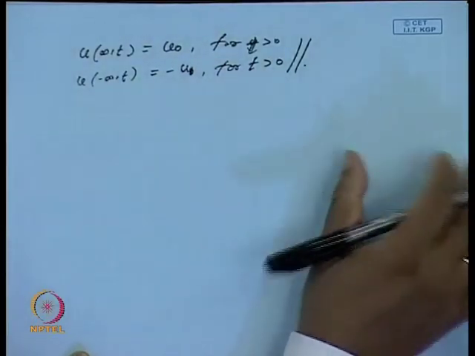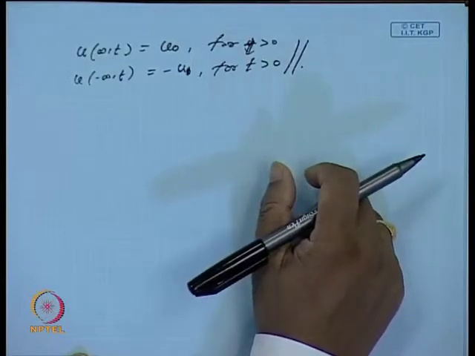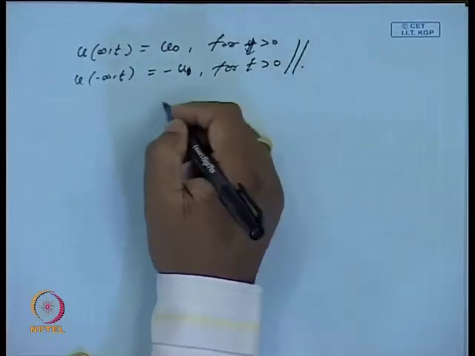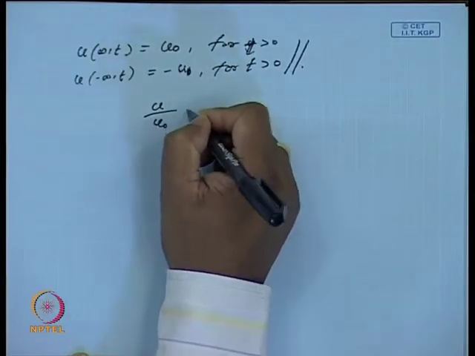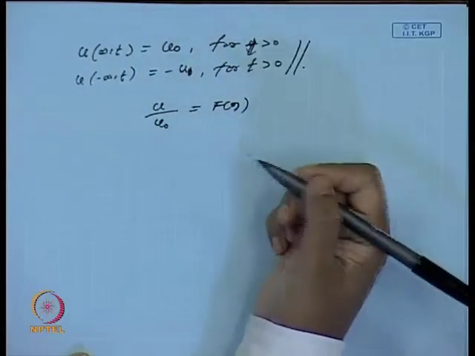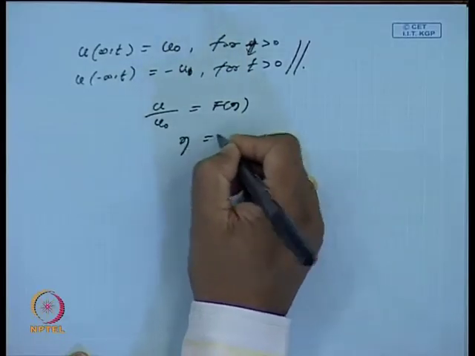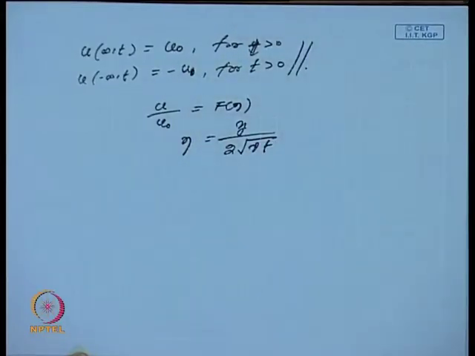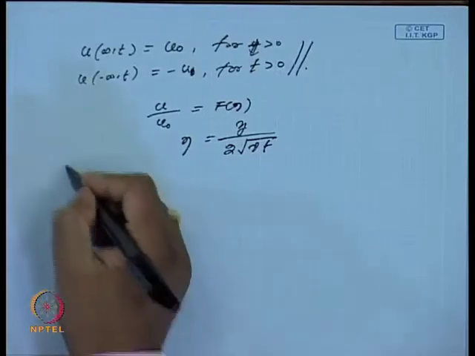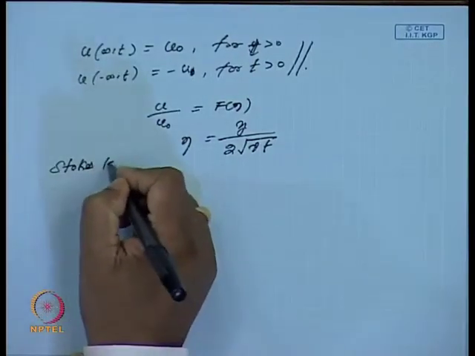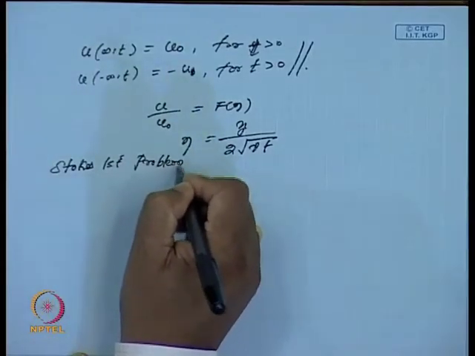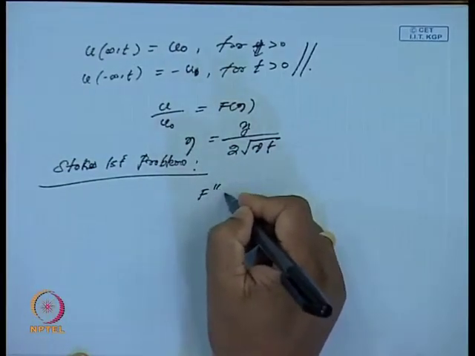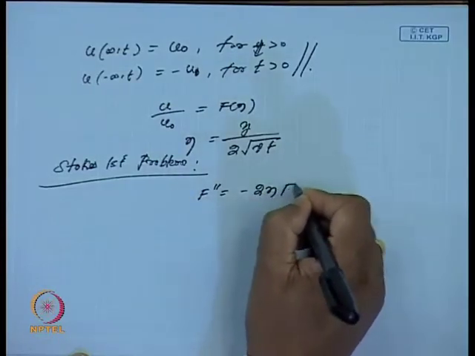Then, just like what we have done for the transient motion in the Stokes problem, particularly Stokes first problem, we substitute u by u naught times f of eta. We will follow the self-similarity solution approach as we have done. In the case of a single plate which is oscillating, eta is this. Following the same approach, I will obtain f double dash is equal to minus 2 eta f dash.